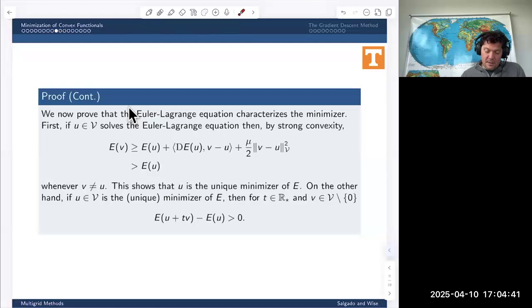On the other hand, if U is the unique minimizer of E, then for any t not equal to 0 and any v not equal to the zero point, we have to have this inequality. Why is that so? Well, we can move this term to the other side, and then this just becomes any point which is not equal to U. It characterizes a point U plus tv, which is definitely not equal to U.